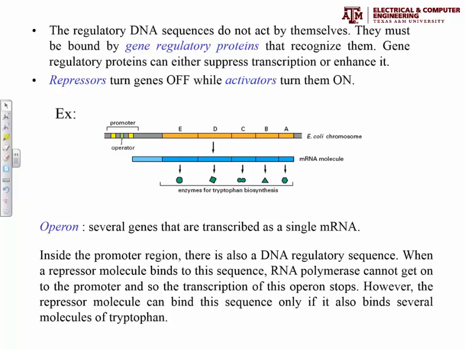This repressor molecule is an allosteric protein, because once it's bound by tryptophan, its shape changes, and then it latches onto this gene regulatory sequence. RNA polymerase cannot get on, and tryptophan synthesis stops. Then when the level of tryptophan in the cell drops, the repressor molecule is not bound by tryptophan anymore, so it cannot latch onto this gene regulatory sequence. It moves off, RNA polymerase gets on and does the transcription.